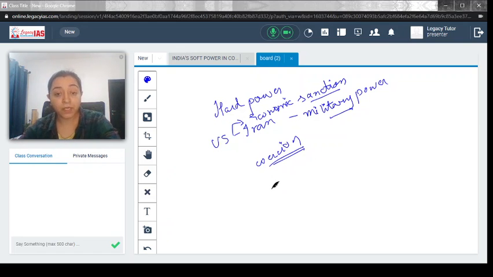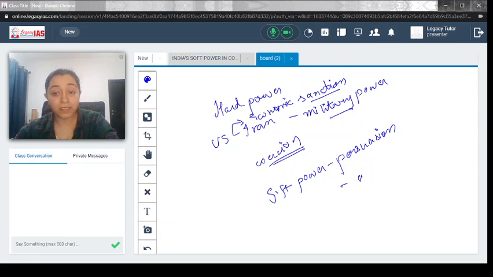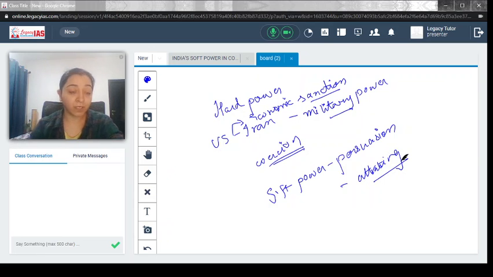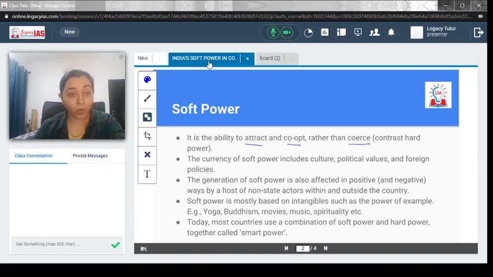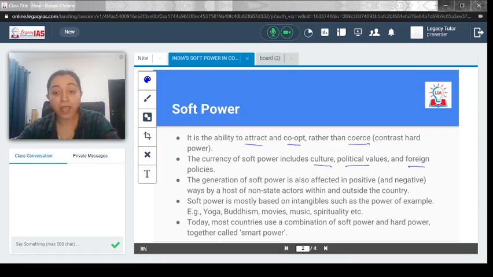On the contrary, soft power is more about persuasion. Soft power deals with the power of persuasion and attraction. Instead of coercing, you are attracting them with various factors. That is how soft power comes into the picture. It is about the feeling of attraction and co-option instead of coercion. The currency of soft power includes culture, political values, and foreign policy.